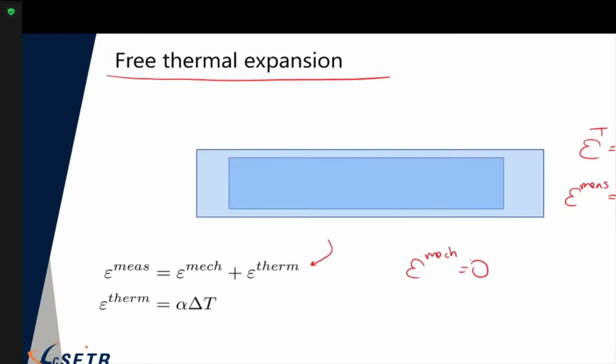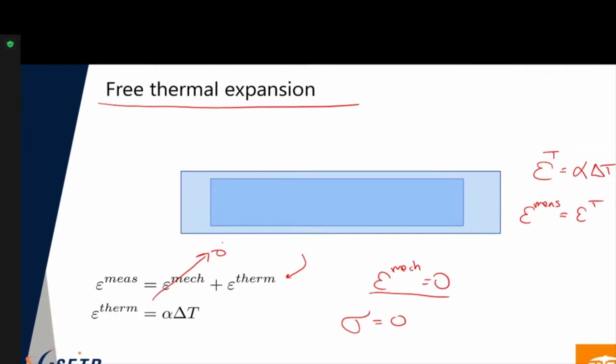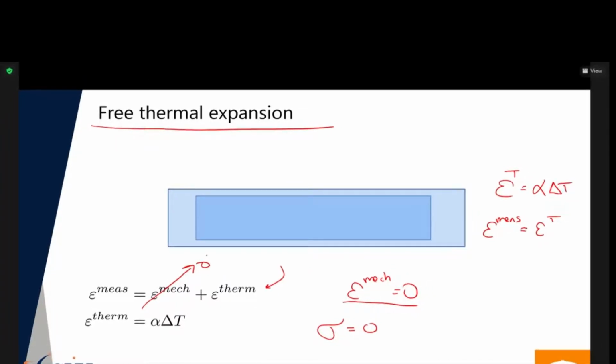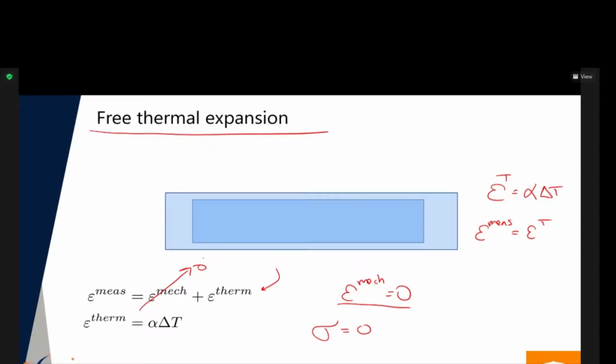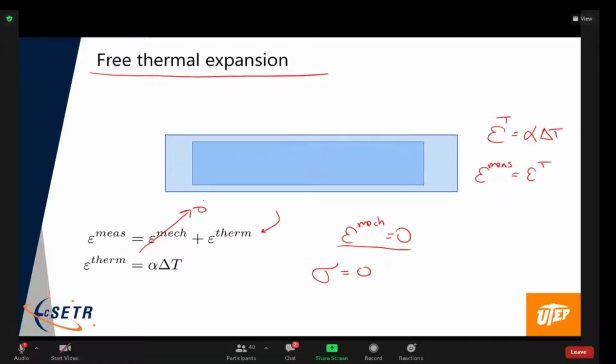So that means that in this case, there is no stress, because the mechanical strain is equal to 0, right? The measured strain equals the thermal strain. So that makes sense. If you just heat up a straight bar or something like that, you will not see any thermal stress, okay? And there will be no thermal stress.